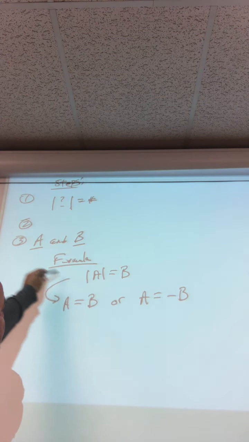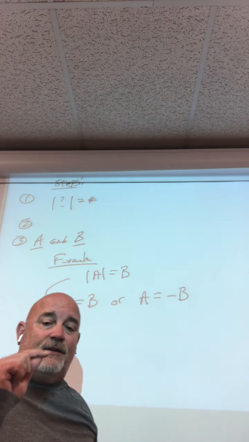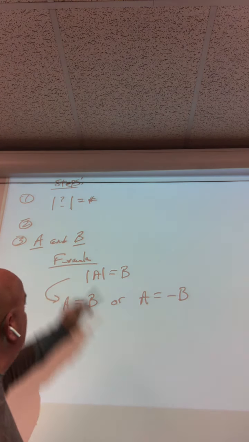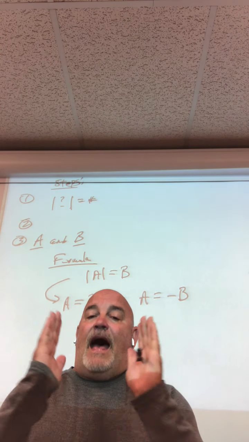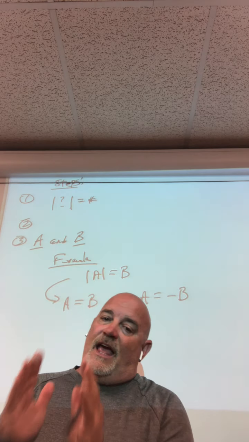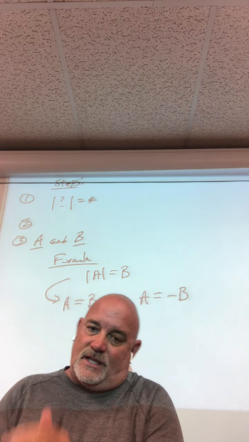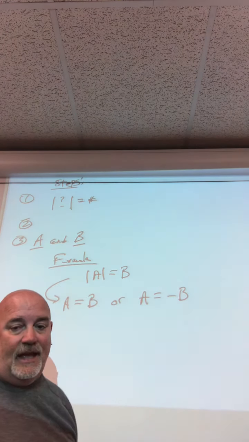But remember, this is step what? This is step 3. So you don't identify A and B until you have done the first step. What did the first step say? Isolate the absolute value term. So you want to get the absolute value stuff on one side and the number on the other before you identify A and B.